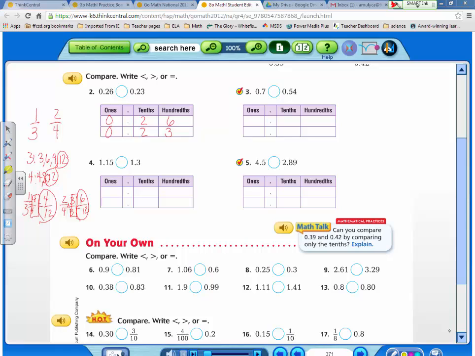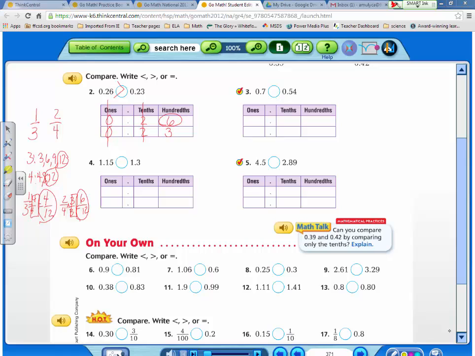We always start with the place with the greatest value, which is the ones place. Those are both the same. Now we look at the tenths place. Those are both the same. And now when we get to the hundredths, we see that a 6 is greater than a 3, so 26 hundredths is greater than 23 hundredths.